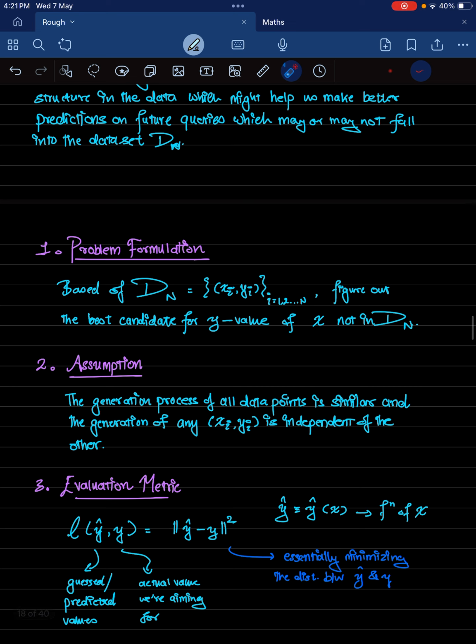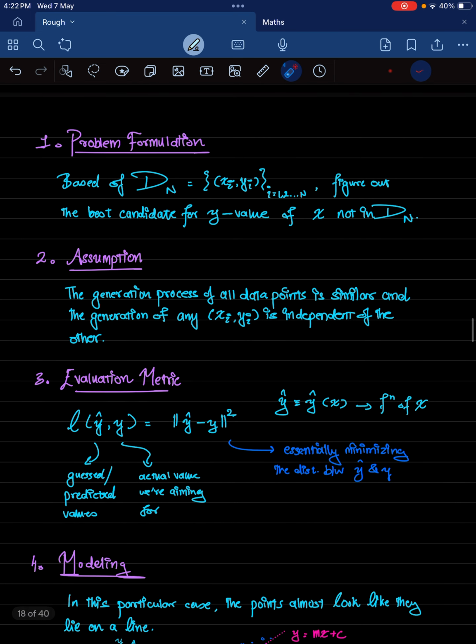Okay, so let's move on with the 6 steps. First is problem formulation. So based on the data set Dn, figure out the best candidate of the y value for x which is not in Dn. I mean, it can be in Dn, but let's just assume for now that it's not in Dn, because that will be the most likely case that you'll encounter in real life.